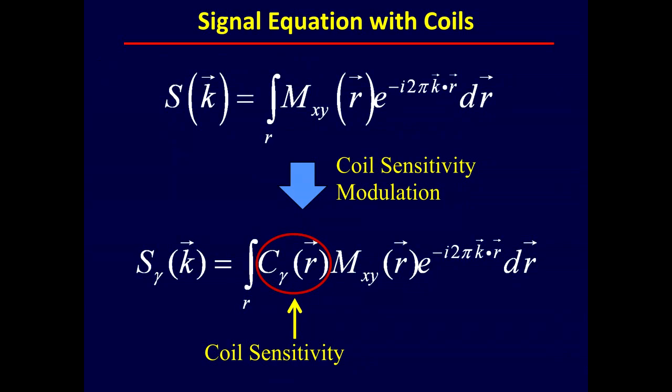Just really quickly, so everyone's on the same page: when we talked about a similar equation, what Peng is calling C gamma for each coil gamma, we called it B, the B of the receive field, so you could call it B R sub gamma or something like that. The coil sensitivity and the B receive field are the same things.